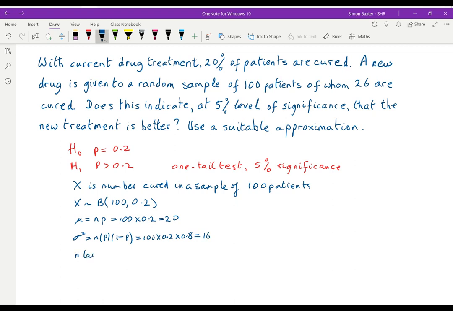N large, p near 0.5, so we use a normal approximation. And here I do like to change the letters. Very good reason for it in this instance. Y is distributed normal, mean 20, and variance 16.